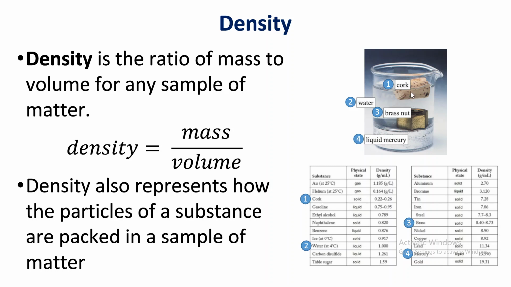So, as you can see, the substances that float are always the least dense, and the substance that's all the way at the bottom is the most dense. And the substances in the middle here, water and brass nut, have varying densities. So the densest would be liquid mercury, followed by brass nut, followed by water, and cork, the least dense, will float at the top.